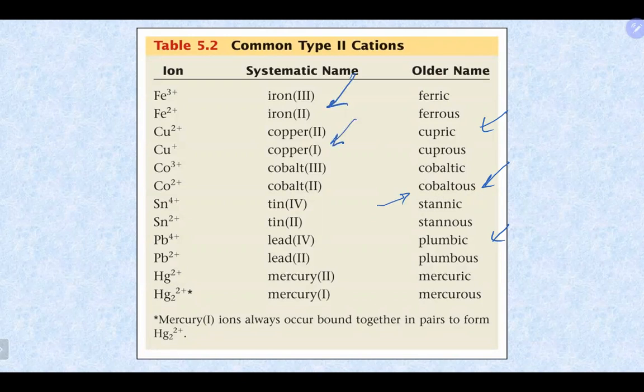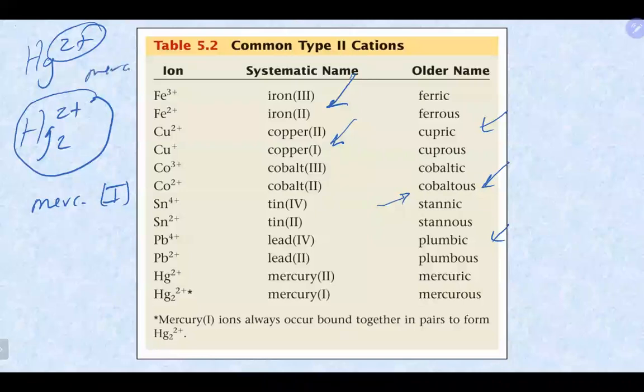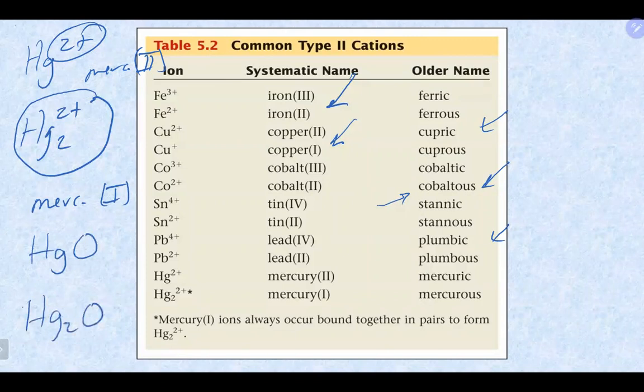One you should watch out for, which also confuses people, is mercury. So that is mercury, and that is mercury. And again, oddly, the one with all the 2s is mercury 1, and the one with only one 2 is mercury 2. And that's because mercury 1 comes as a dimer of two mercury 1s together. So the way you kind of know it is mercury 2 is that 2 hangs out. So for example, HgO versus Hg2O.